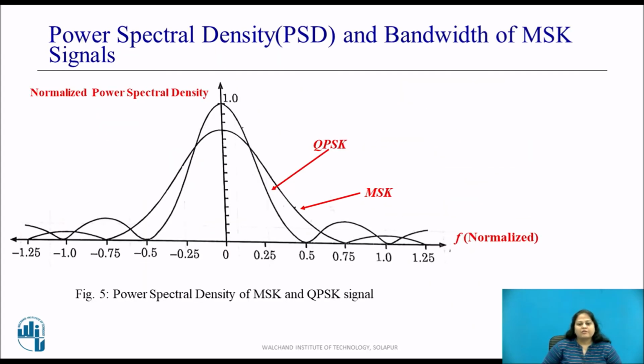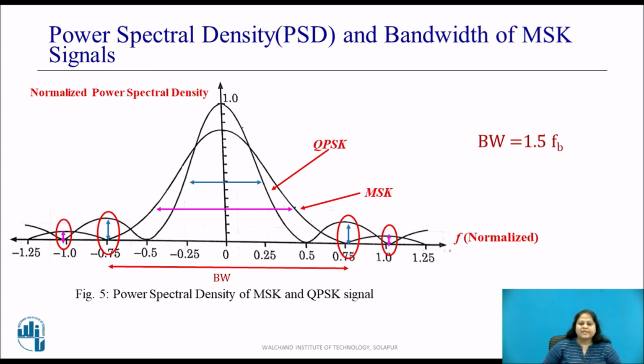Let us discuss the power spectral density and bandwidth of the MSK signal. The figure shows the power spectral density of MSK and QPSK signals. It can be seen that the main lobe of MSK is wider than the main lobe of the QPSK signal. Also, the side lobes of the MSK signal are very small compared to the side lobes of the QPSK signal, and due to this, the interchannel interference is reduced in MSK. Also, the bandwidth of the MSK signal is 1.5 times FB as shown.